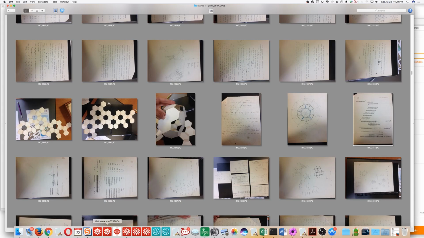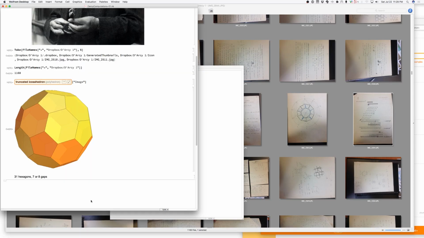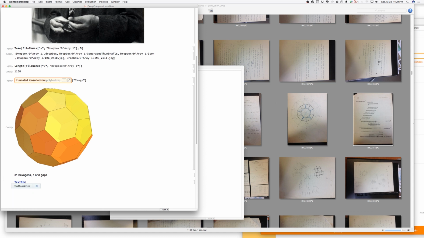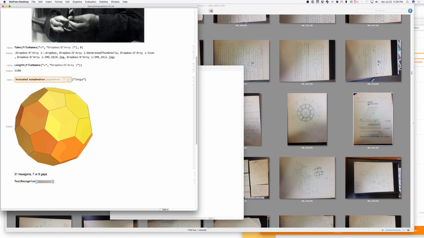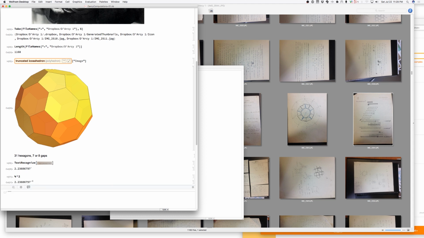Okay, when in doubt, try to OCR it. Let's see whether we can do that. Let's go over here. Let's say text recognize of that. I don't think this is going to work. Oh yes, it worked. Great. Wow. There's the number. Okay, so let's take that number and square it.